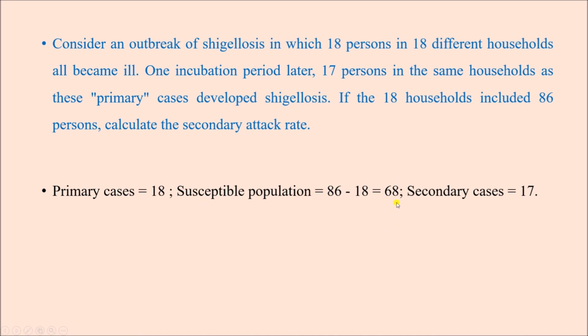So that means these 68 people were exposed to the primary case, because the other people already developed the disease, and all the other people in that community were exposed to the primary case and they were susceptible. So we had 68 susceptible people. Out of the 68 susceptible people, we have 17 secondary cases, because these 17 cases developed following exposure to the 18 primary cases. So if we go to the formula, secondary attack rate is 17 by 68 into 100, that is 25%.